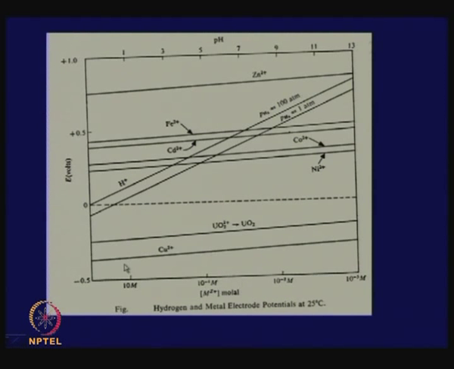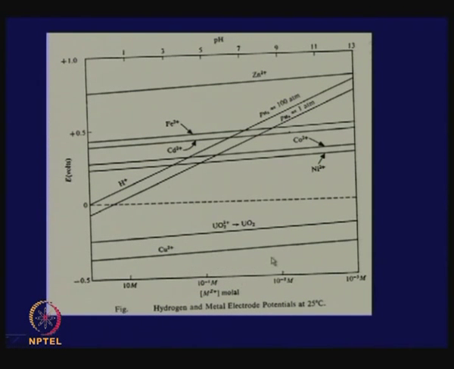Here is a simple diagram to explain this. We are plotting here the electrode potentials of copper, iron, cadmium, zinc, nickel, and cobalt. On this axis, we are putting metal ion concentration in molal. Here, there is a pH axis for hydrogen. This is the potential. These are the plots for hydrogen. By increasing the pressure from 1 to 100 atmospheres, there is only this much of change. Whereas, these are the lines for different metals as a function of the concentration of the metal ion.